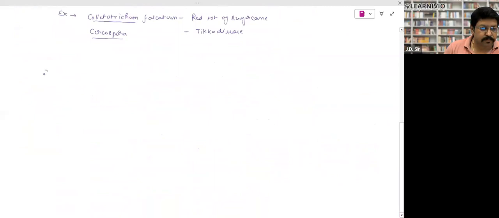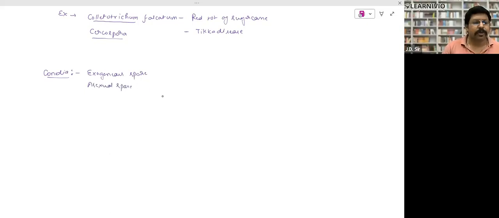Conidia. How does the conidia formation take place, right? So conidia are exogenous spores. They are asexual spores, right? So what does it mean?